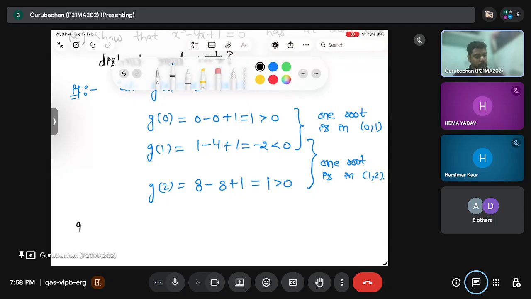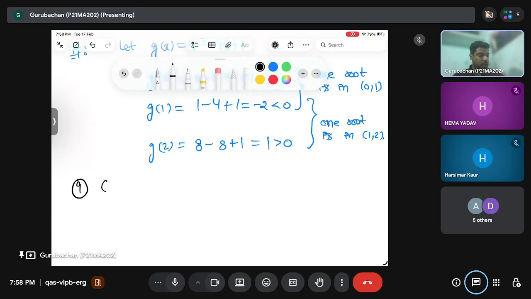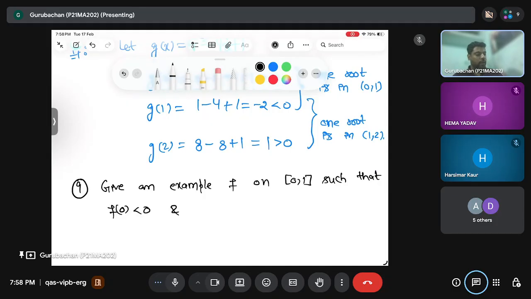Now the next one is: give an example of f on [0,1] such that f(0) is negative and f(1) is positive, but f(x) = 0 has no solution in [0,1].